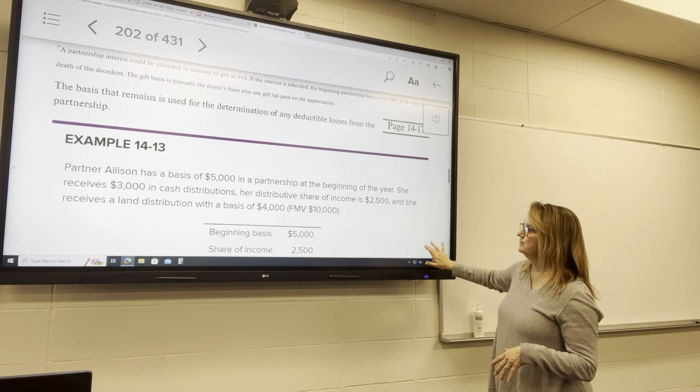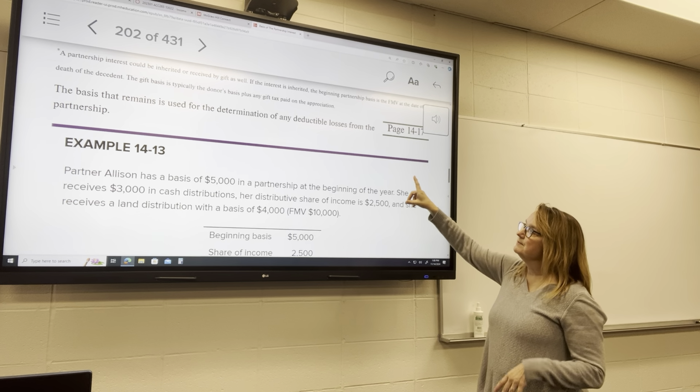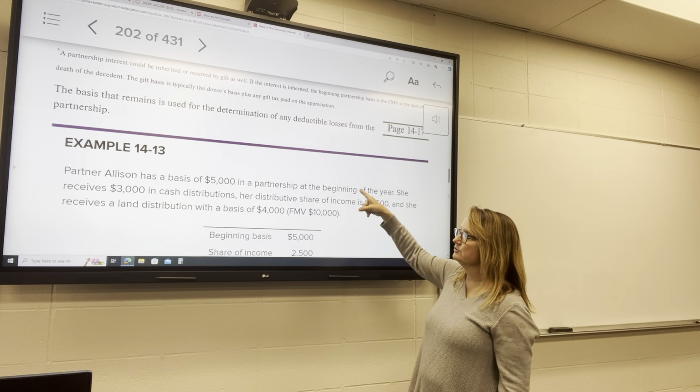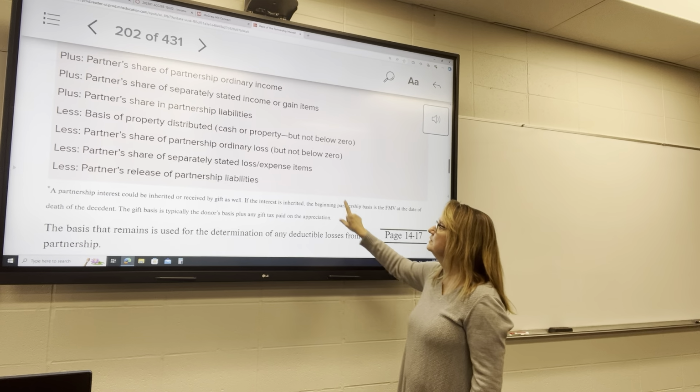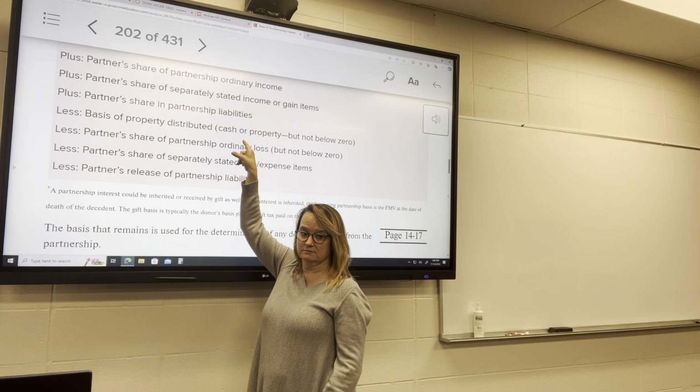Let's look at an example here. The basis that remains is used for the determination of any deductible losses from the partnership. So this would determine whether we get a tax deduction for it.